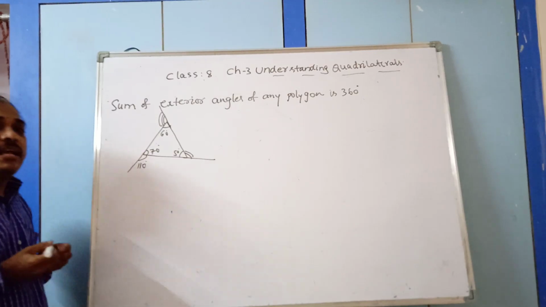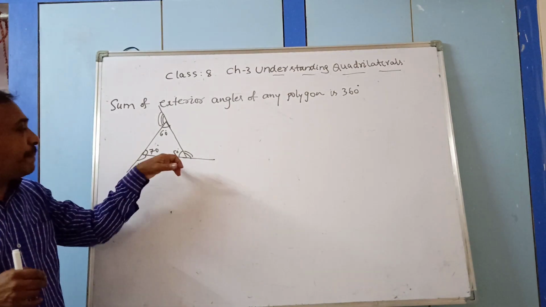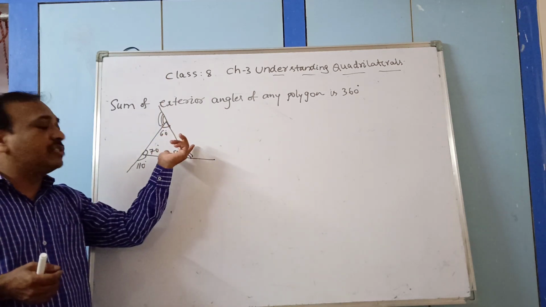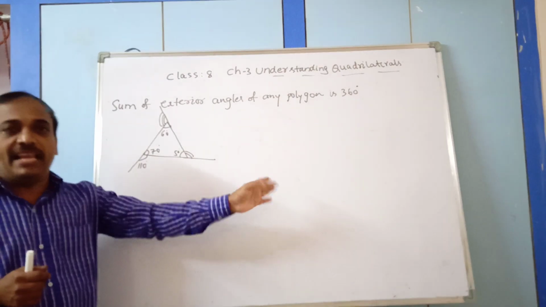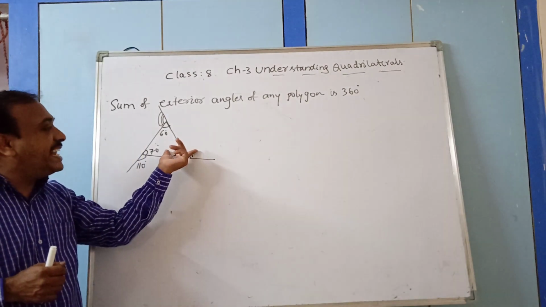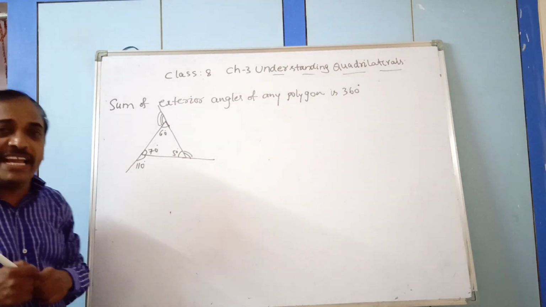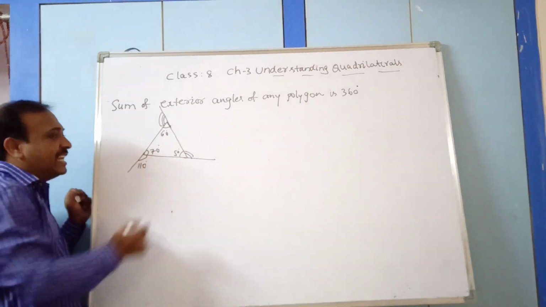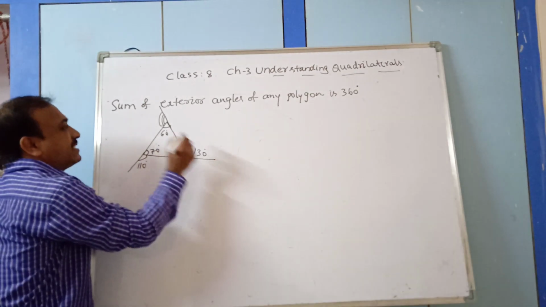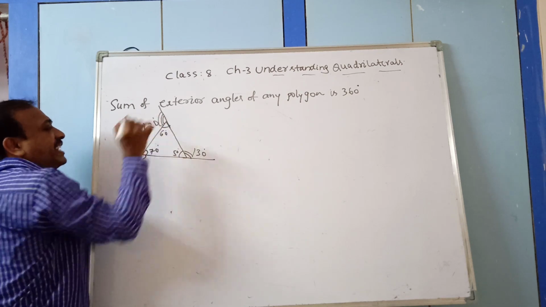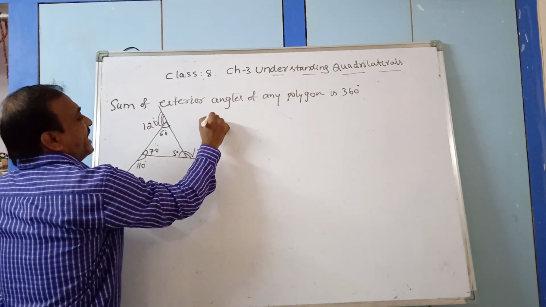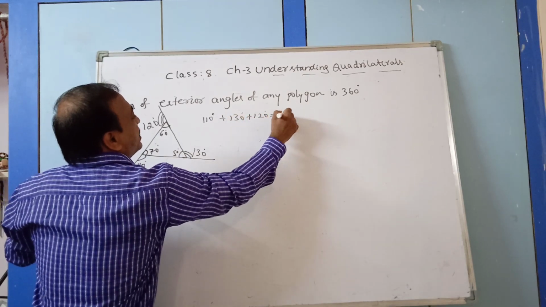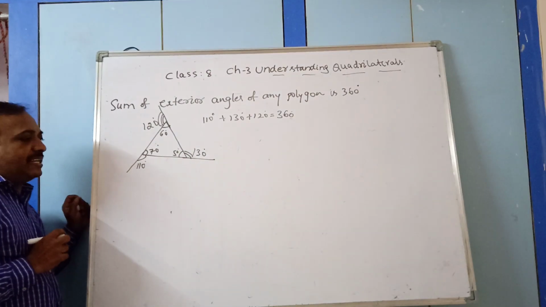Why 180 degrees? For a linear pair, the adjacent angles lie on a straight line; if any ray divides it into two parts, the two parts together make a straight angle. So in a linear pair, the sum of the two adjacent angles is 180 degrees. So 50 plus something must be 180, so here we get 130 degrees. Then 60 plus something gives 120. Now add all the exterior angles: 110 degrees plus 130 degrees plus 120 degrees is equal to 360 degrees.